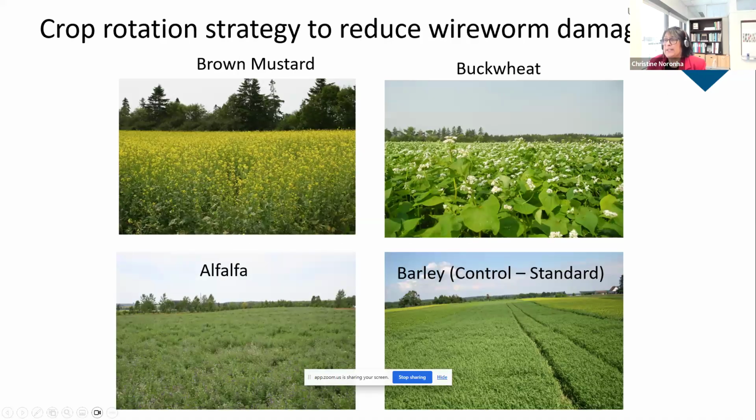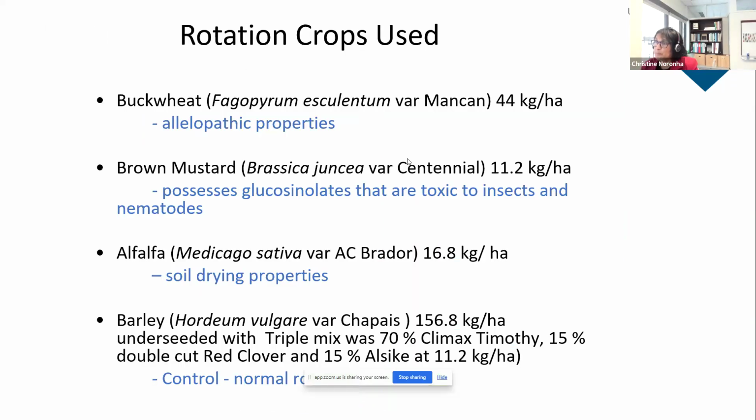So when we started this study, we decided to look at brown mustard, buckwheat, and alfalfa as the 3 crops that we wanted to use in rotation, and barley, which we know that the wireworms feed on quite willingly. We use that as our check or our control treatment in our study.